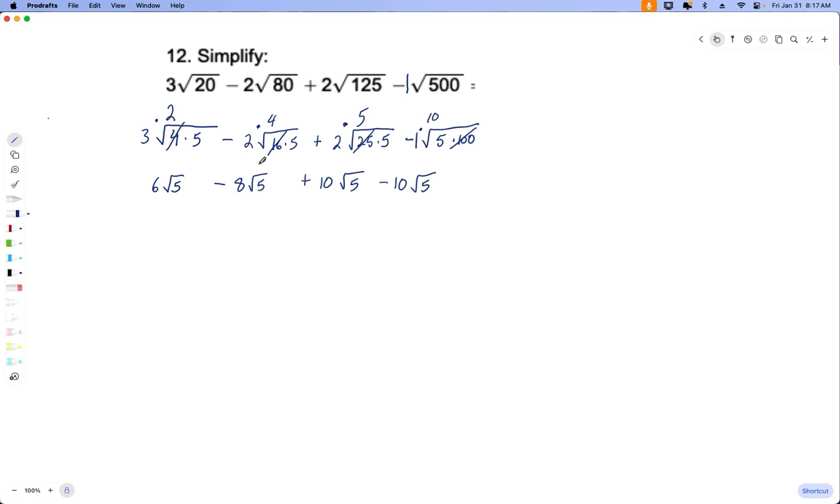So now, because all of these bases match, all these radicals match, we can combine these values. And when I look, I see that we have a positive 10 and a negative 10. So they're opposites. So we know when we add opposites, they cancel each other out. So we can just ignore that one. And I have a 6 times the square root of 5 minus 8 times the square root of 5. So that is 6 minus 8, which would be a negative 2 times the square root of 5. And that would be your final answer.